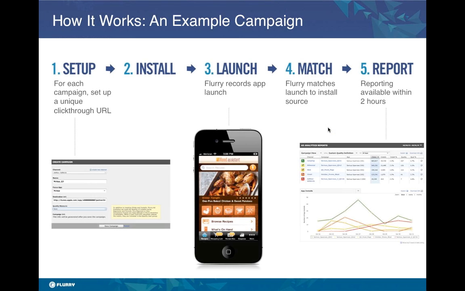It's a pretty straightforward product. You set it up in the dashboard. You get a link that is used as part of the click. The user installs the app. The link takes them to the App Store. They install the app. As soon as they launch the app, Flurry records the app install, and then Flurry goes through a matching process depending on whether it's device identifier based or device fingerprinting based, and we match up the install with the click, and then we report on it in the system, and that reporting is generally available within 2 hours.